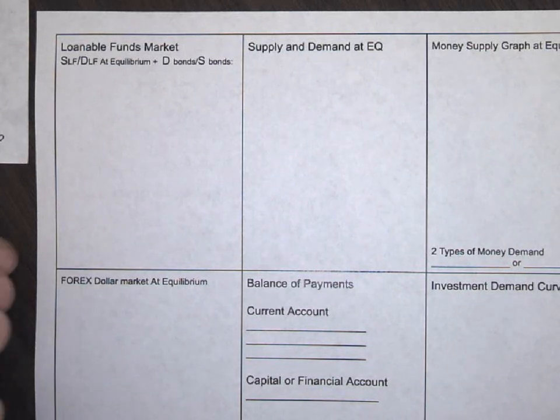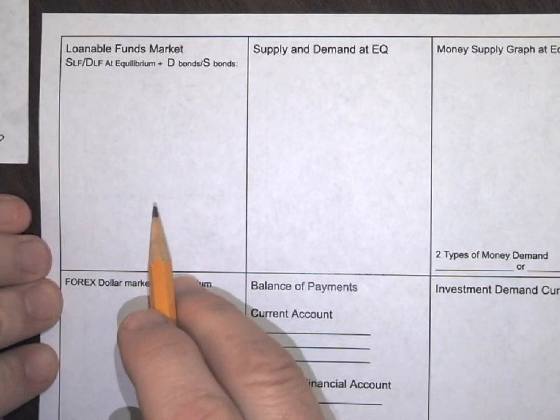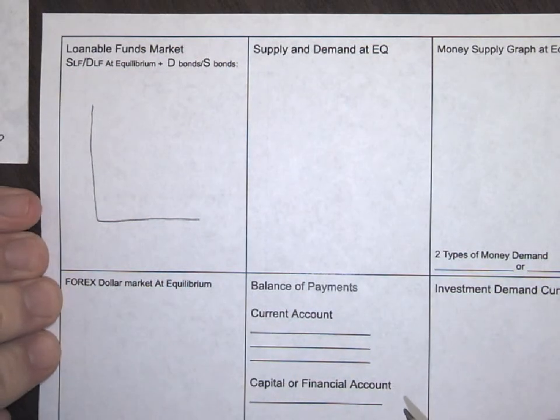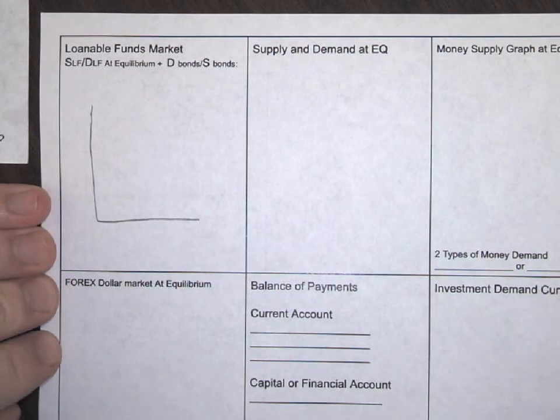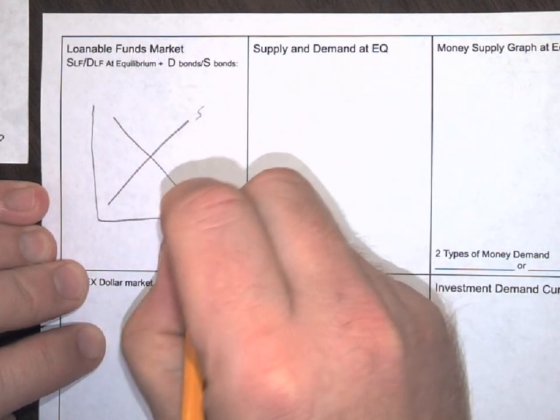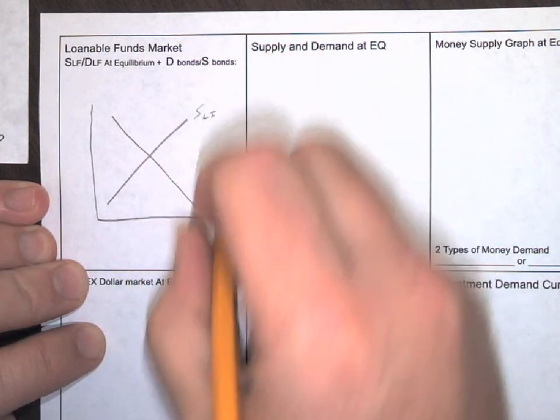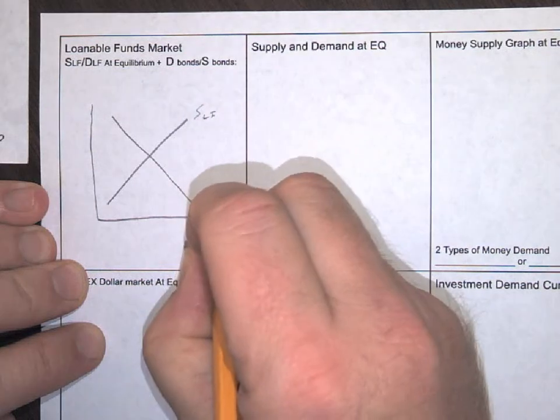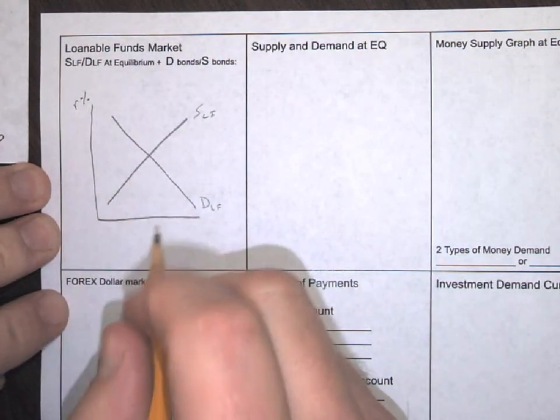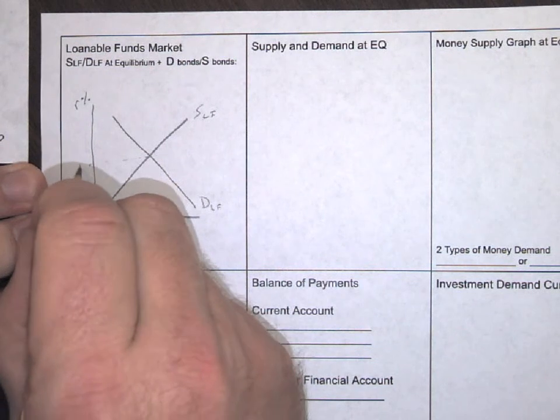On the back page of the graphing exam, we're going to start off with the loanable funds market. This is the market where buyers and sellers of loans come together. So everything is a supply and demand graph, it just has different labels. So the supply of loanable funds, the demand for loanable funds, and the price is the real interest rate.